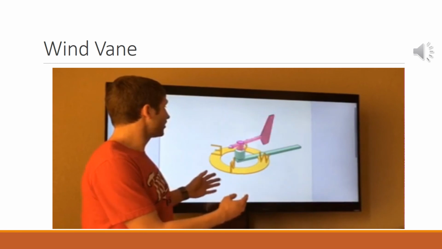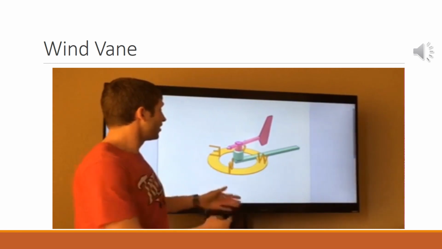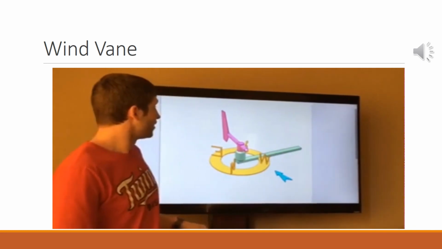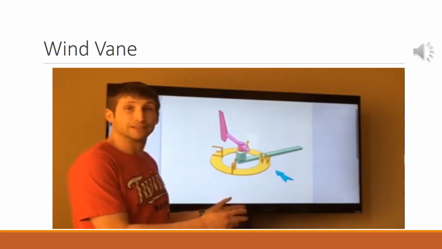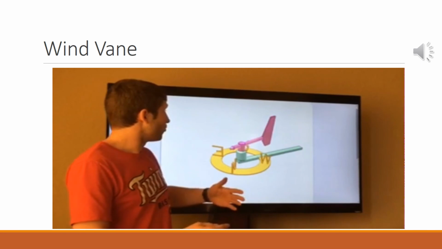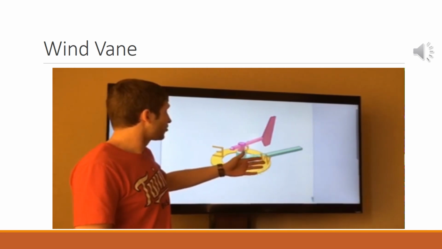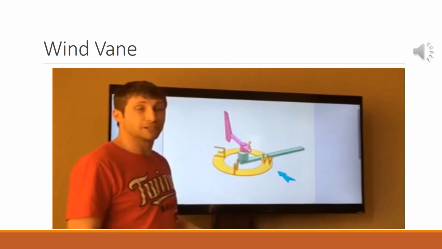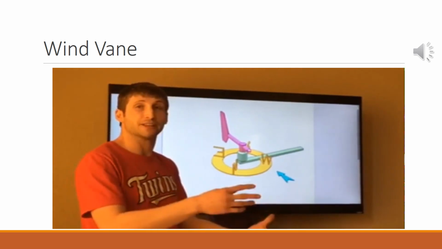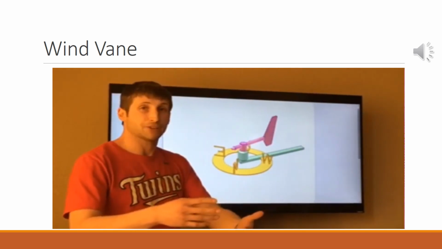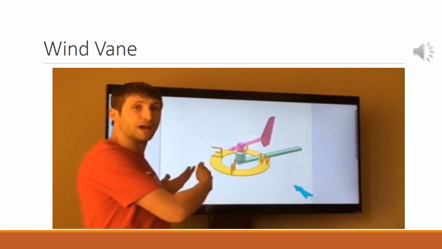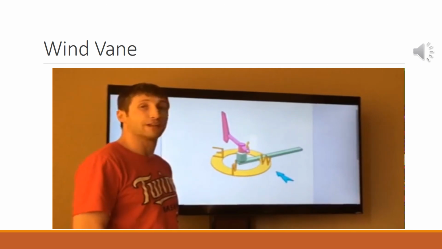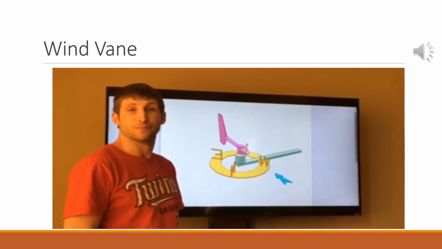So what you can see from this diagram is that our wind is coming from the direction that the arrow is pointing. When the wind comes by, it'll catch on this big tail section that's very large, just like a sail on a sailboat, and that will cause it to push around the corner and have the arrow point in the same direction that the wind is coming from.